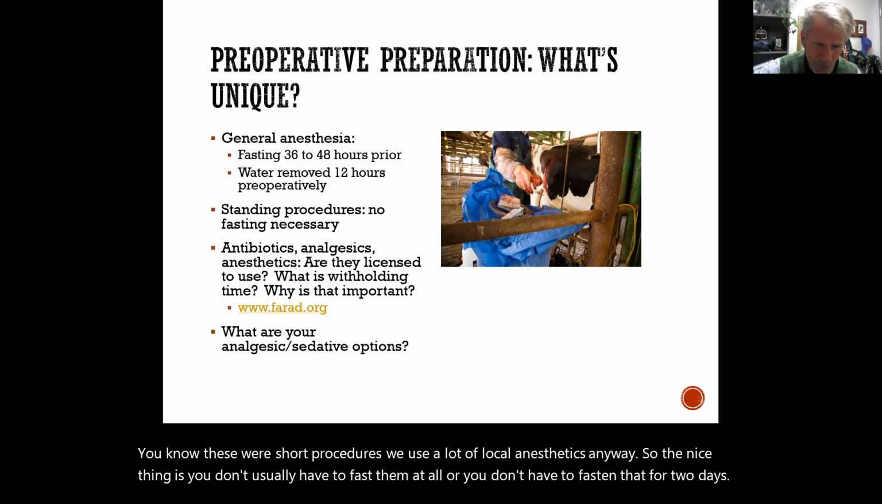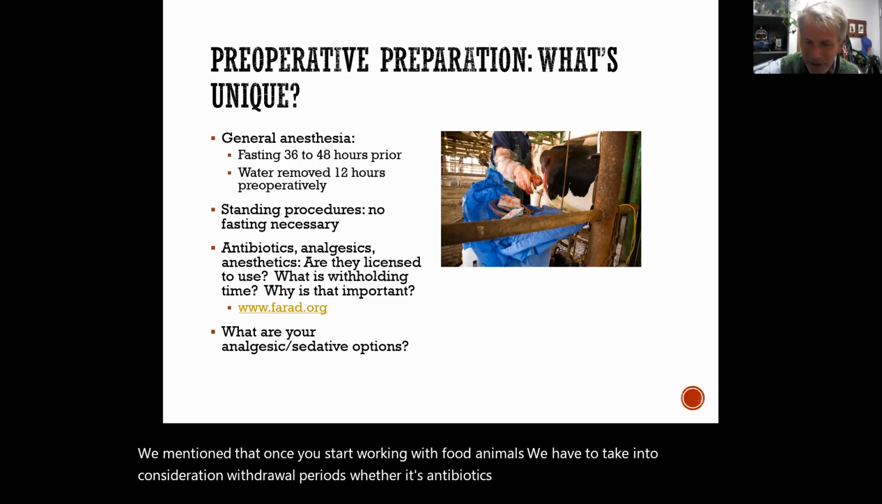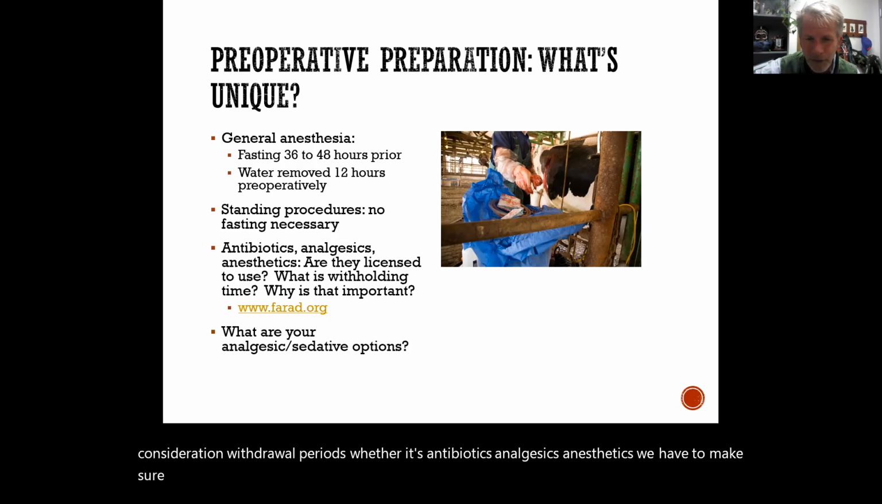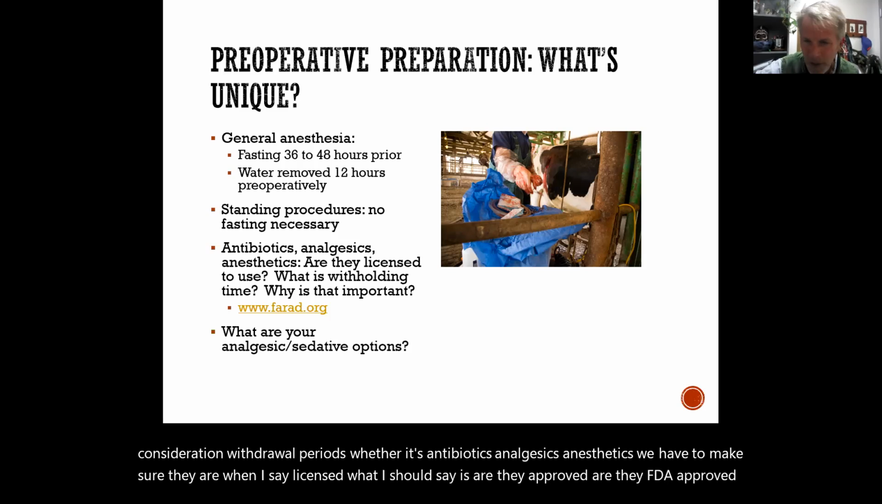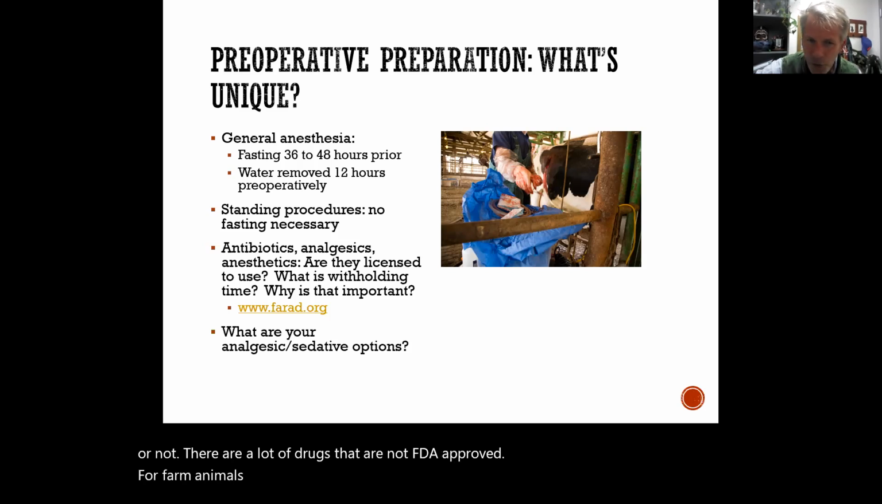We mentioned that once you start working with food animals, we have to take into consideration withdrawal periods, whether it's antibiotics, analgesics, or anesthetics. We have to make sure they're, when I say licensed, what I should say is, are they approved? Are they FDA approved or not? There are a lot of drugs that are not FDA approved for farm animals, but we can still use them because there's no alternative. And we have to know what the withholding time is.